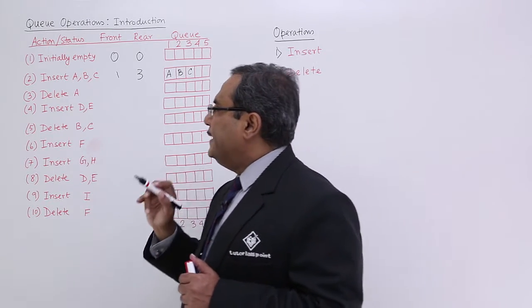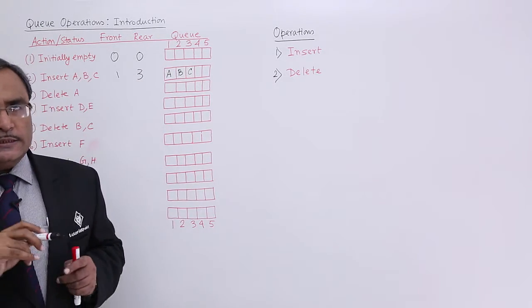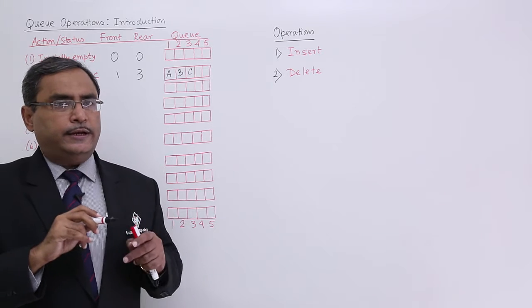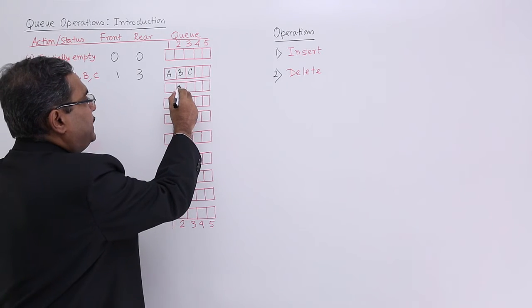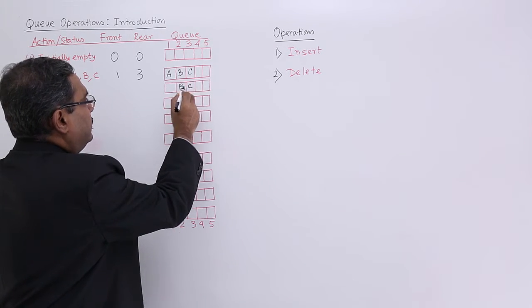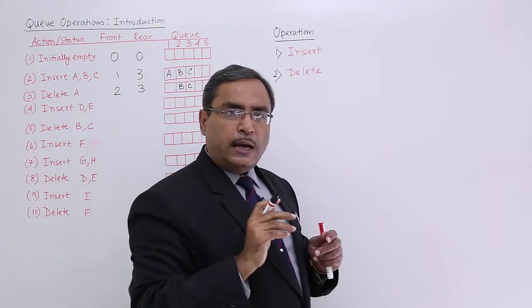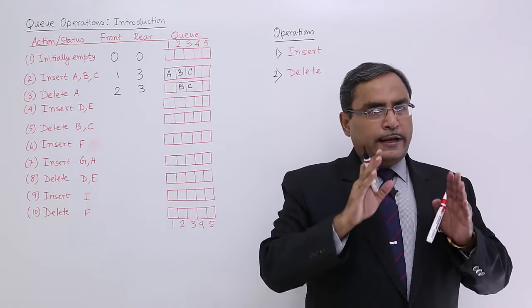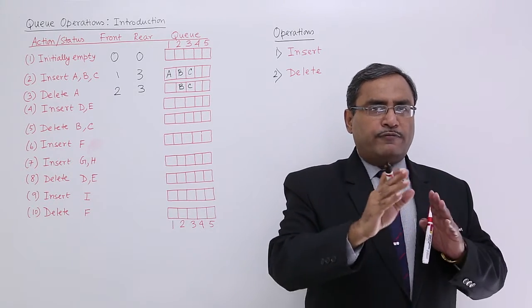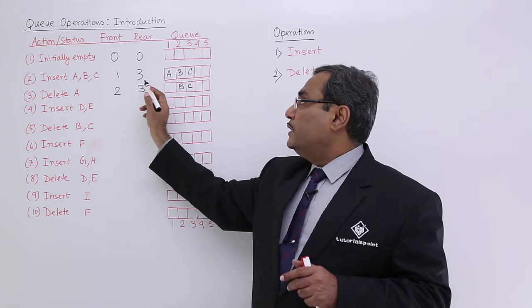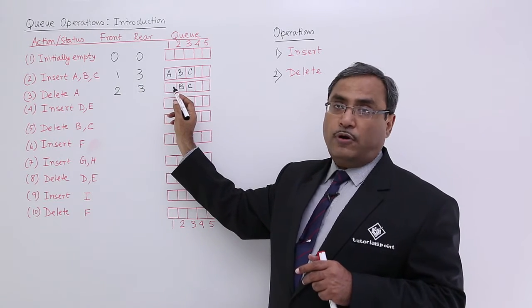Now we go for delete A. Delete A means the first data A will get deleted, so I shall remain with B and C. So front will be 2 and rear will be 3, because I have deleted A. Delete operation can only be carried out from the front end. Here the front was 1, so that's why the delete operation was carried out from the front end.